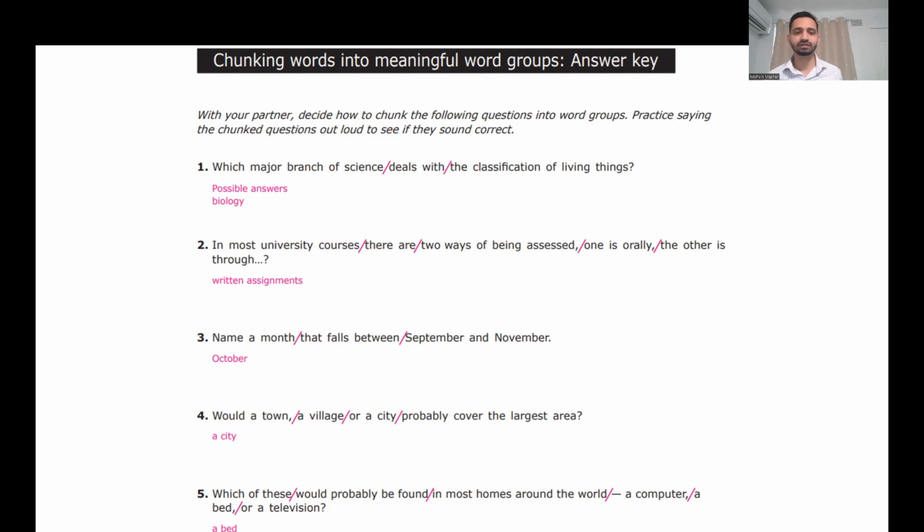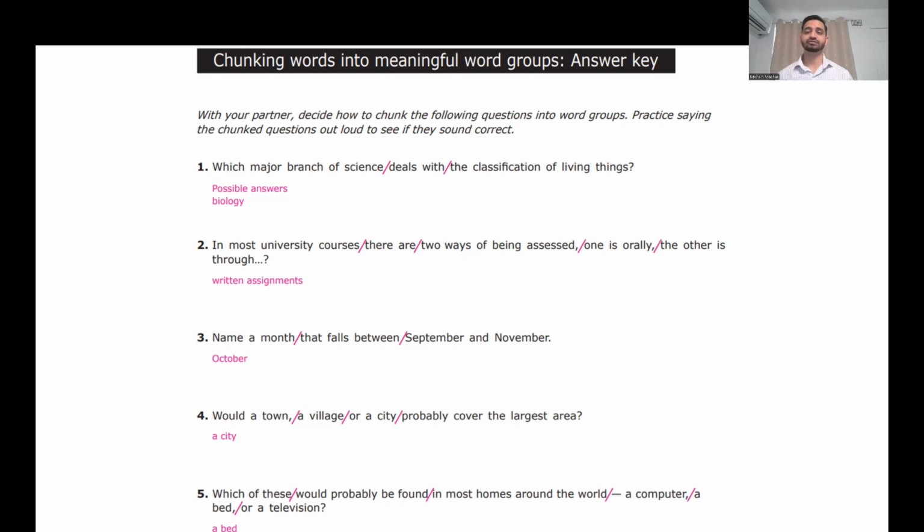Obviously, it could be written assessments. So you could say written assignments or written assessments. Those are both correct answers. Okay, talking about name a month, right? It's a question, name a month that falls, is phrasal verb, between September and November. And you can break September and November, because these are two options. So you can break them down as well if you said that. Possible answer, obviously, that's an easy one, October.